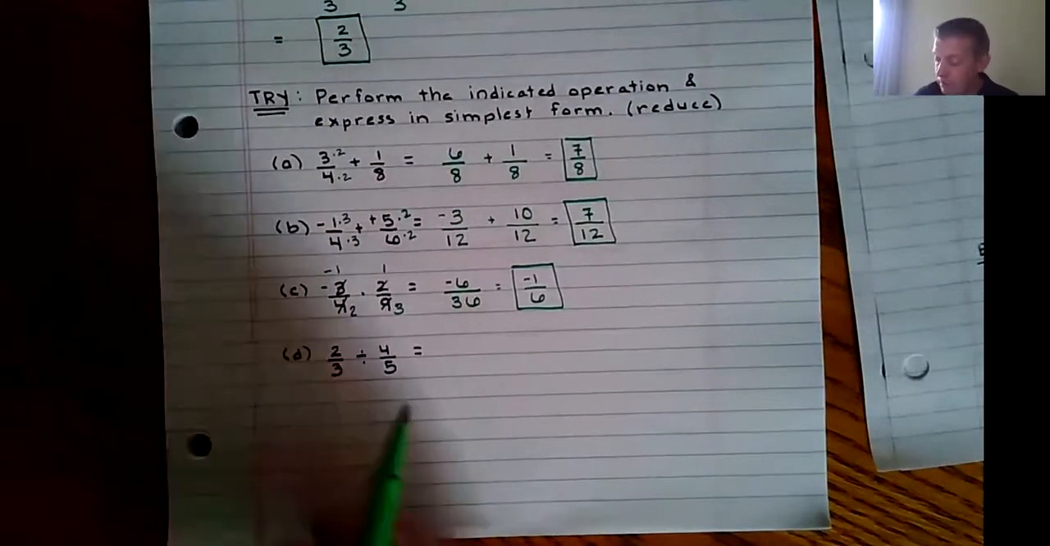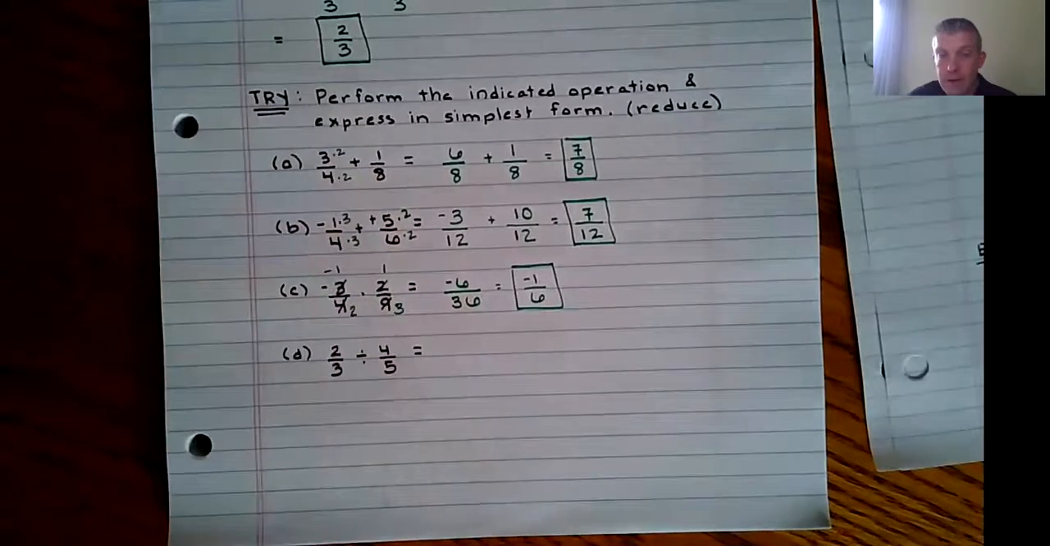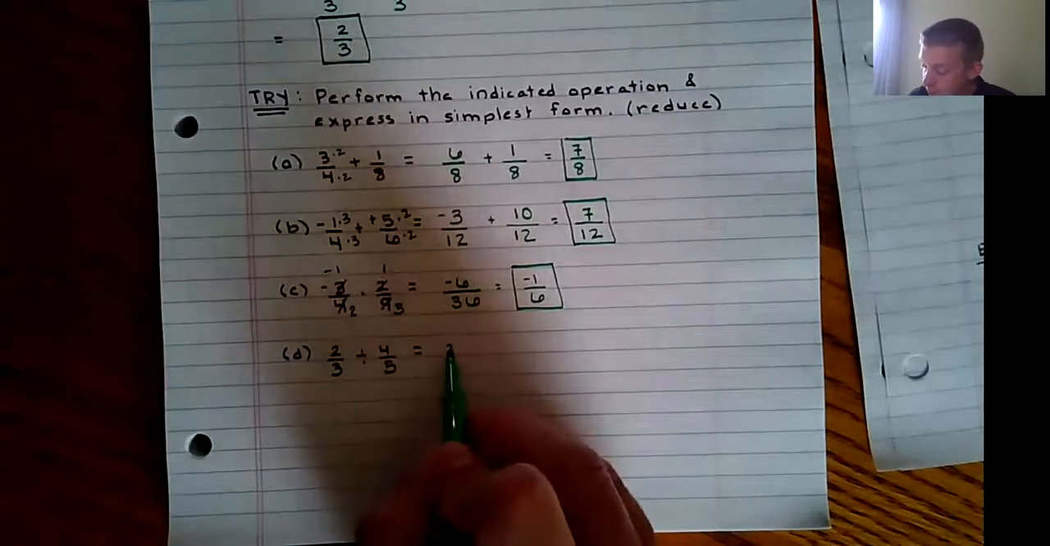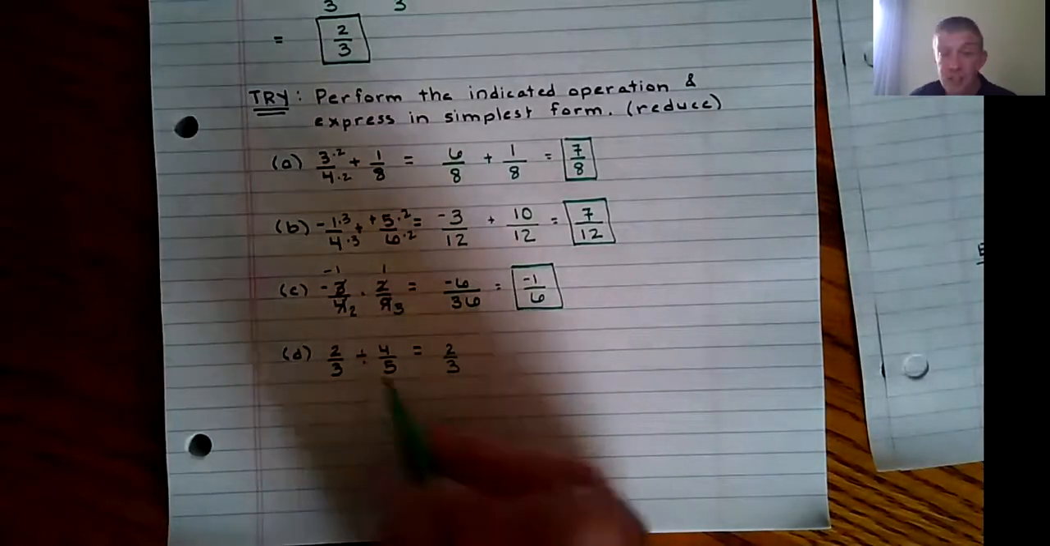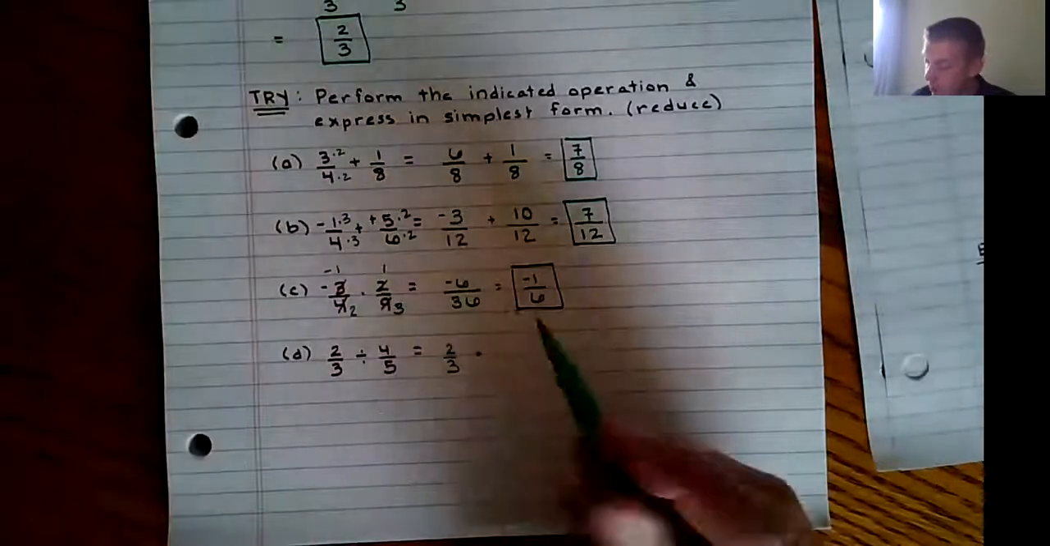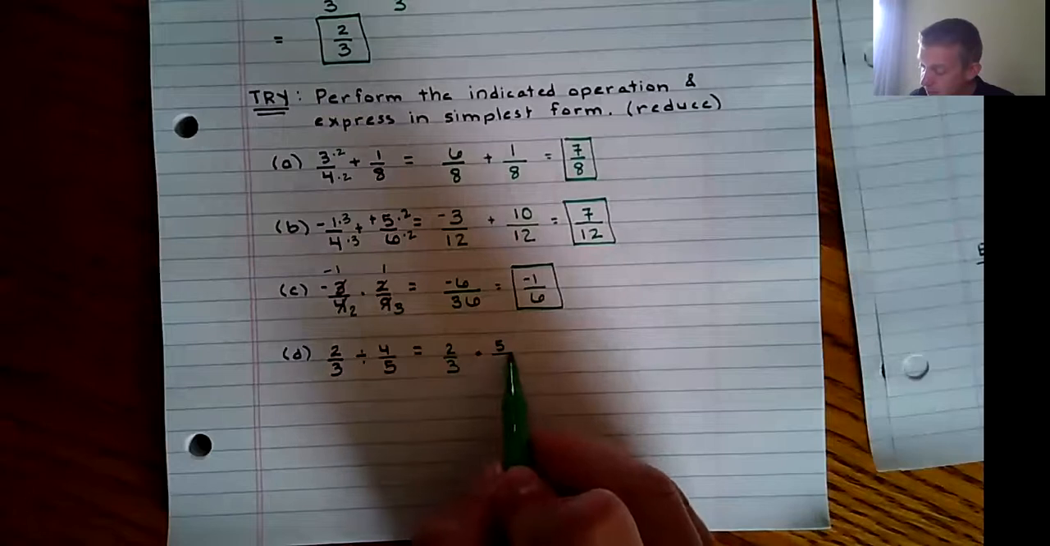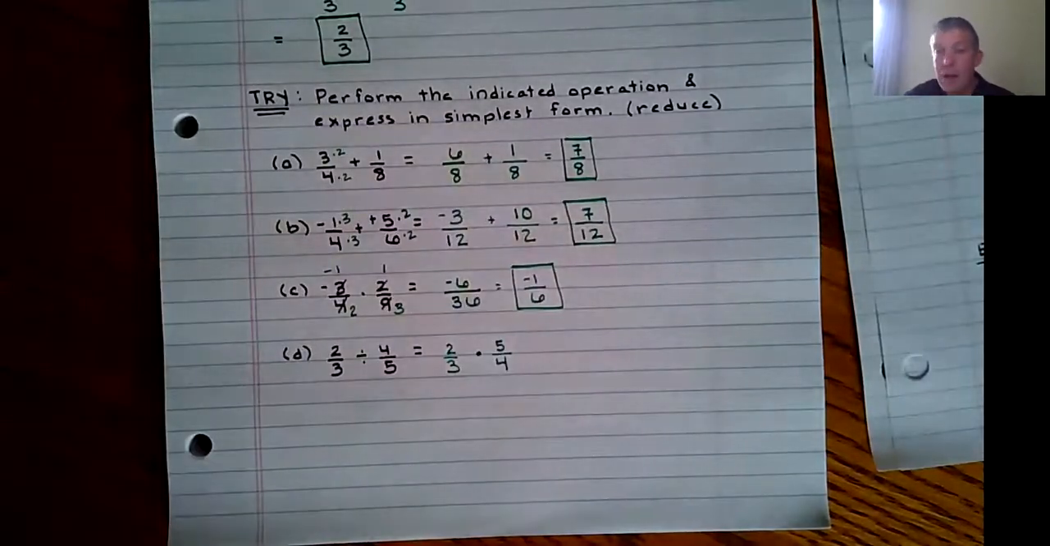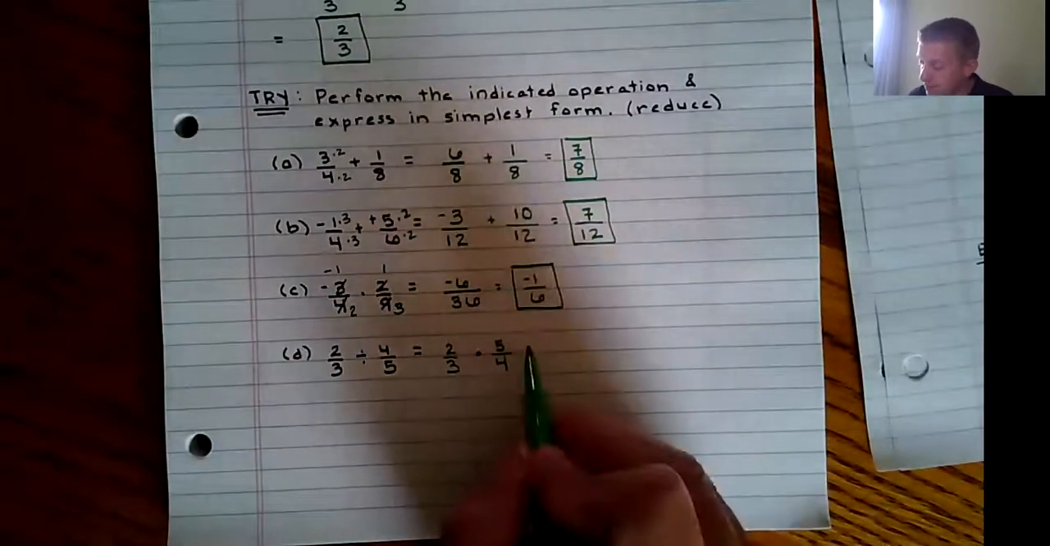All right, last one. 2/3 divided by 4/5. Keep the first one, 2/3. Change division to multiplication. Flip the second one, 5/4. Multiply across or reduce early if you want, whichever you prefer.